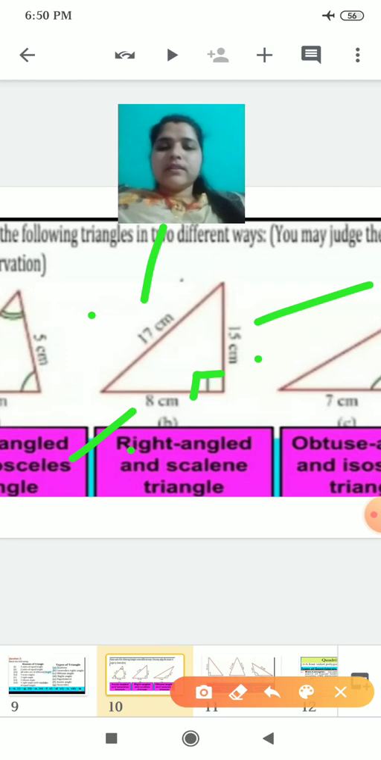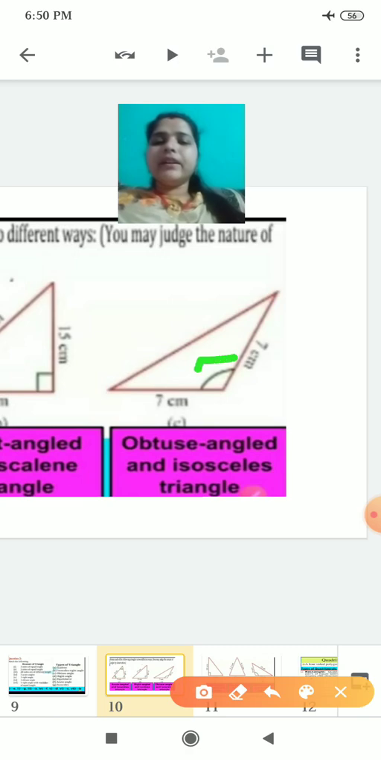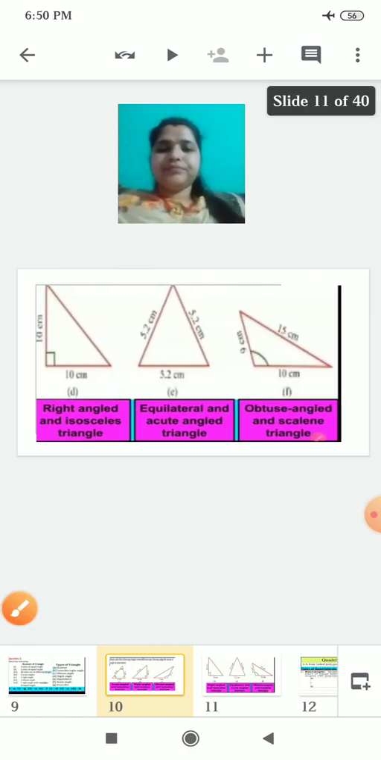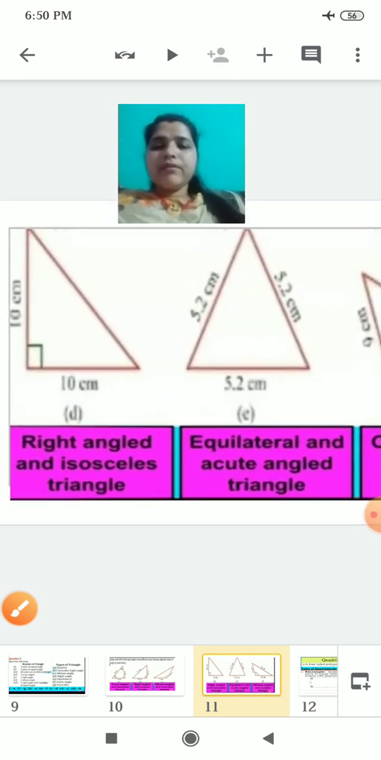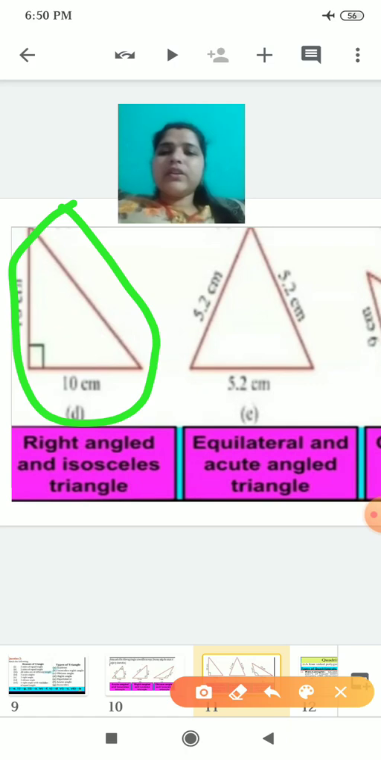Okay. Here we have obtuse angle and isosceles triangle because both sides are equal, and here one angle is obtuse. Okay, this angle is obtuse. So isosceles triangle according to the sides, and according to the angle it is an obtuse angle. Same way we can observe this triangle. It is directly saying it is a right angle triangle and its two sides are equal. It means it is an isosceles triangle. Okay.